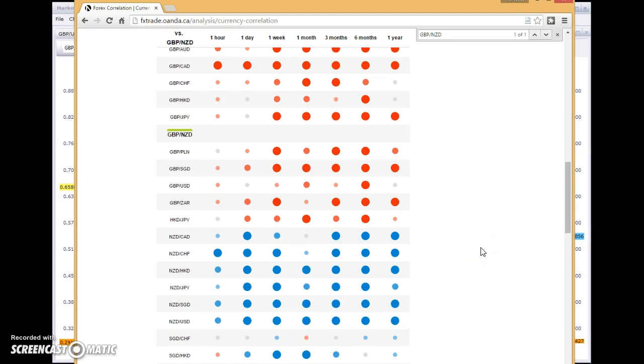If we went to the pound USD, as I was showing you on the charts earlier, you see that it's a very much weakened positive correlation, all the way to the monthly, which is slightly stronger. Six months is a little bit stronger, but nothing compared to the correlation with the Kiwi USD. So the fact that, all the way to a year, the strongest correlation given to the synthetic pair pound Kiwi is the Kiwi USD should make us pay attention to Kiwi news at the moment more than pound news.